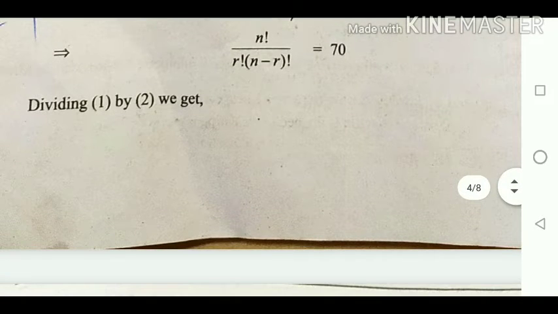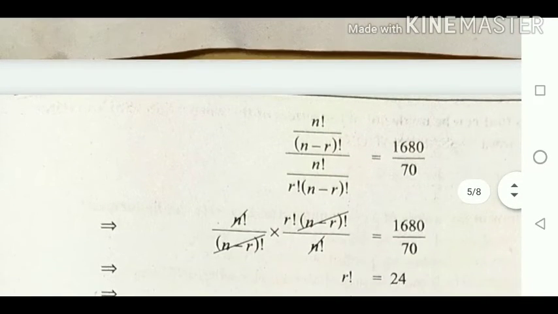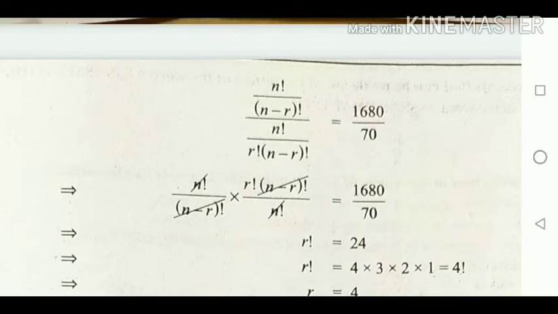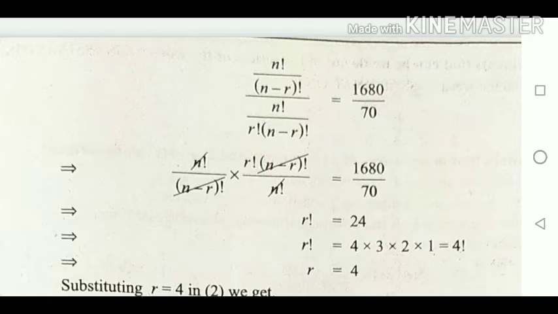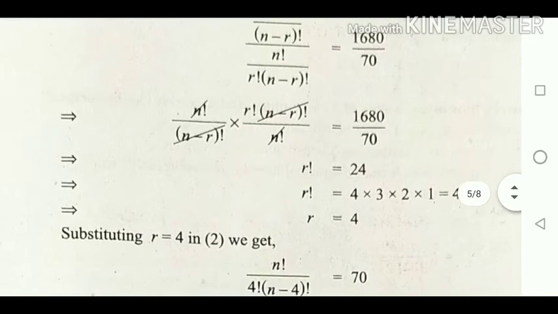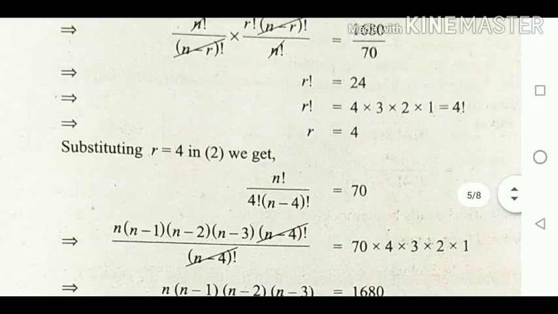I am dividing 1 by 2. I am getting the value like this: n factorial divided by n minus r factorial, divided by n factorial divided by r factorial into n minus r factorial. Here n minus r factorial is cancelled. n also cancelled. We are getting r factorial equal to, after dividing 1680 by 70, 24. So here 24 is also written as 1 into 2 into 3 into 4. We are getting 4 factorial, that is the value of r, that is r equal to 4. Substitute this r value in the formula n factorial divided by r factorial into n minus r factorial equal to 70.